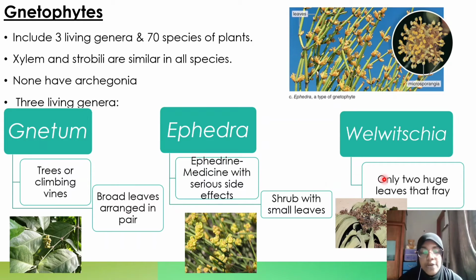And then Welwitschia. Welwitschia has only two huge leaves that are fraying. So this is Welwitschia. The younger Welwitschia has a really green leaf like this. But as it gets older, it becomes faded.